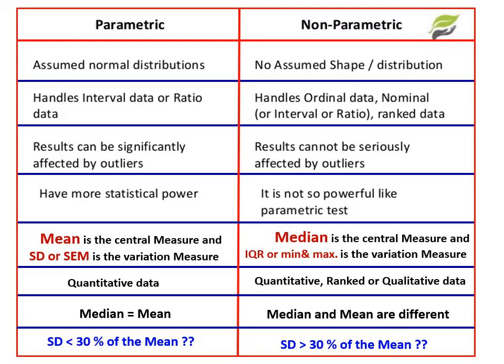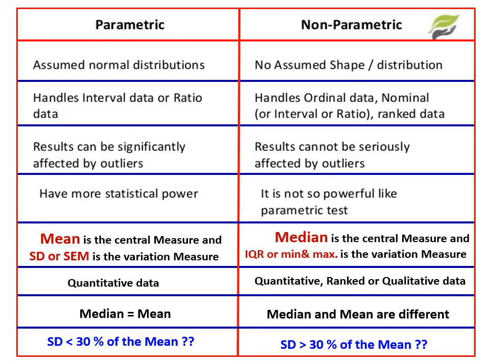Parametric data is expressed as mean plus or minus standard deviation as a central measure and variation measure, while non-parametric data is expressed as median in the center measure and interquartile range or minimum maximum in the variation of measure. In parametric data, we find that median and mean are equal, while in non-parametric data, median and mean are different.